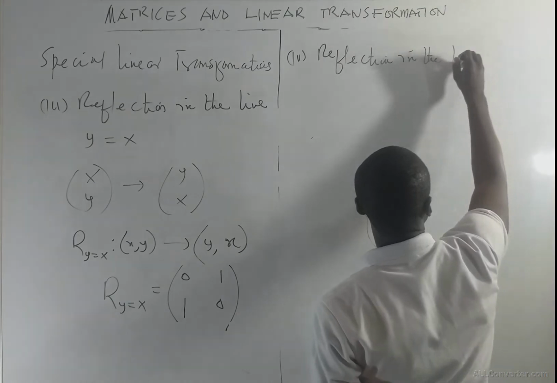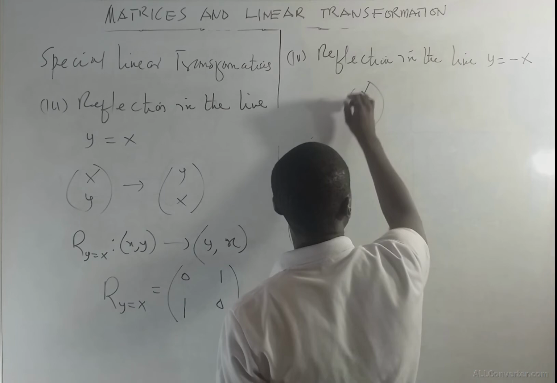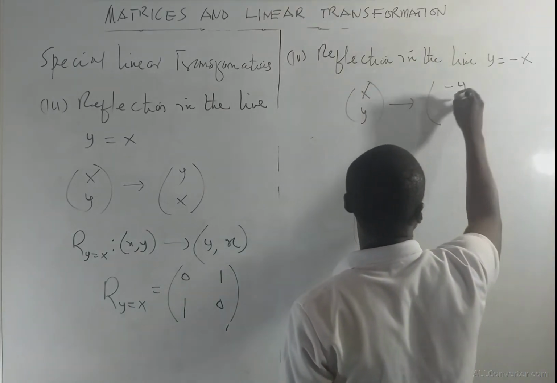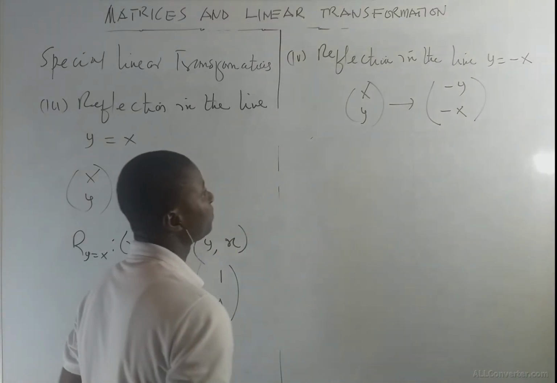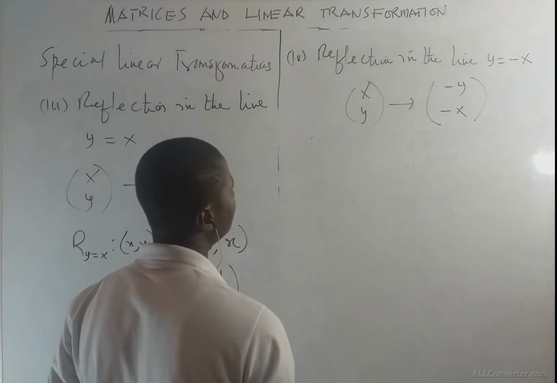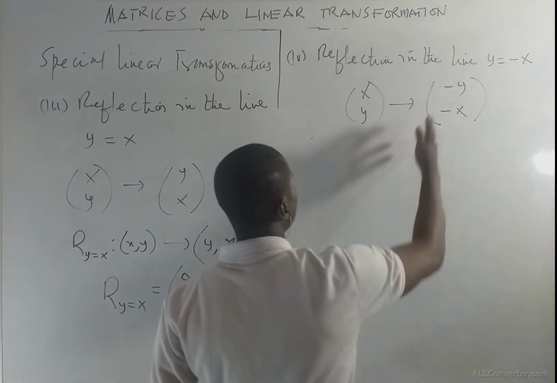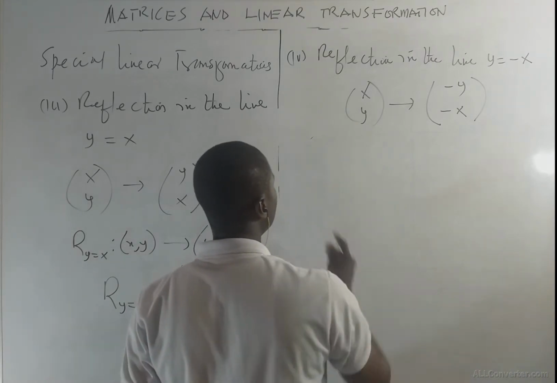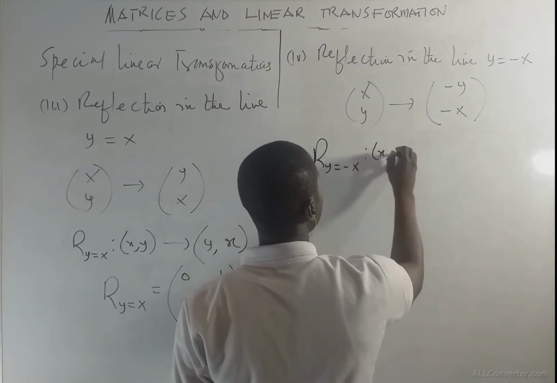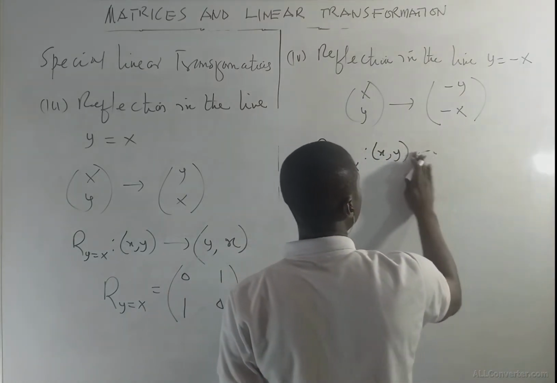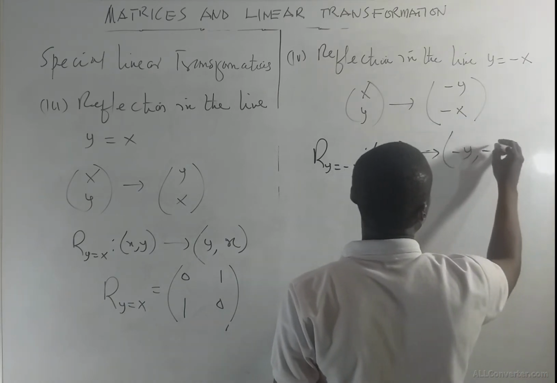Now let's look at reflection in the line y = -x, and the mapping is (x, y) also maps to (-y, -x). So the x and the y coordinates are also interchanged, but this time round what is really happening is we negate the y and we negate the x. And so if you want to write down the matrix for y = -x, this can be expressed as -y, comma, then we have -x.